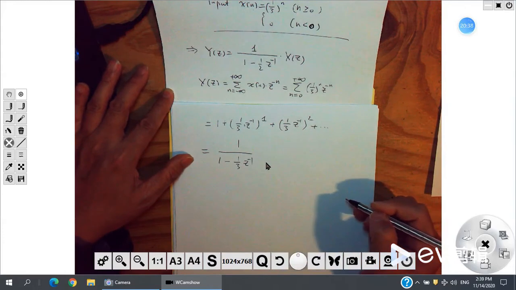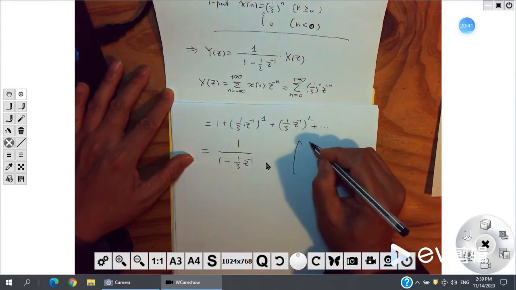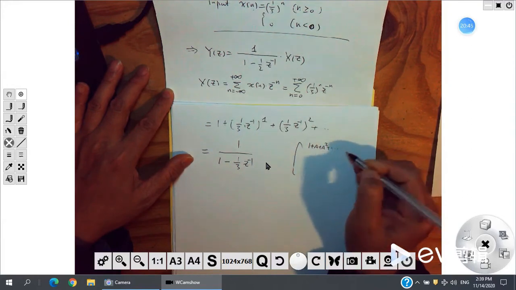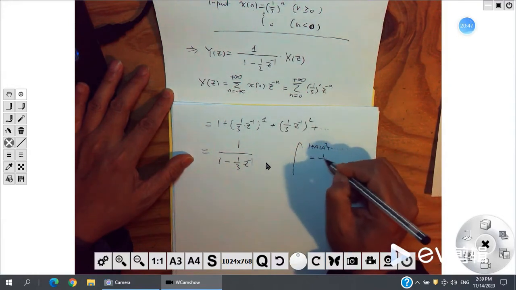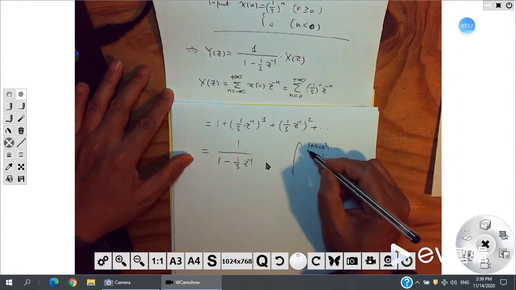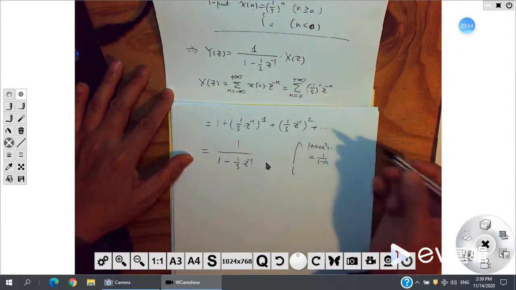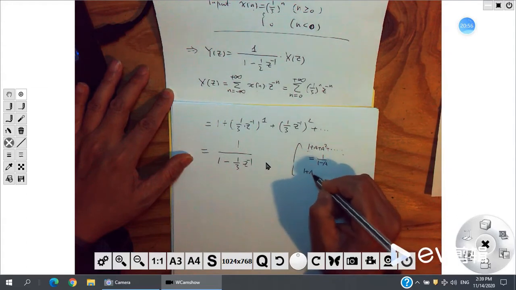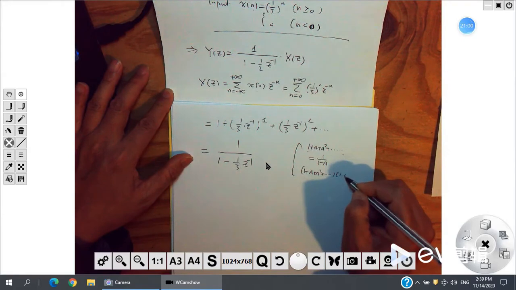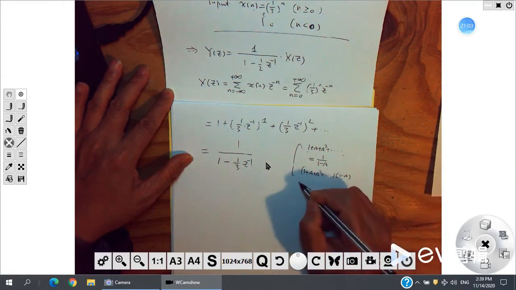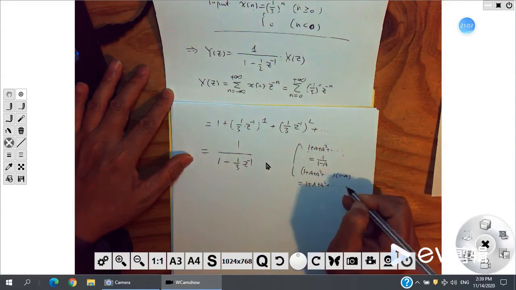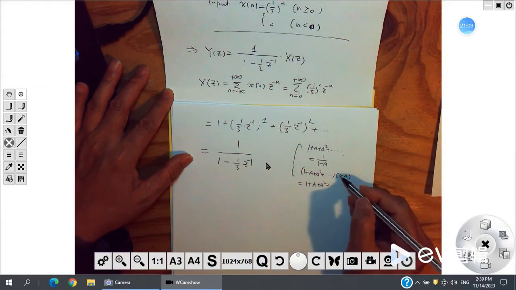Actually, in general, we have 1 plus a plus a squared plus until infinity. This will equal 1 over 1 minus a. This is a geometric series. You can also prove it. It's not hard. Take 1 plus a plus a squared and so on, times 1 minus a. It will be 1 plus a plus a squared plus all these terms, times 1, and minus a times it.